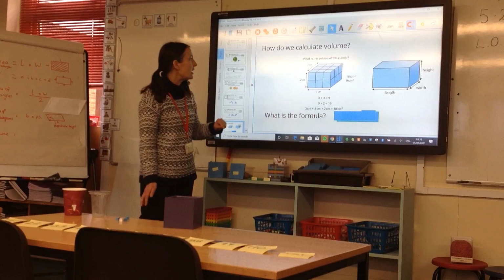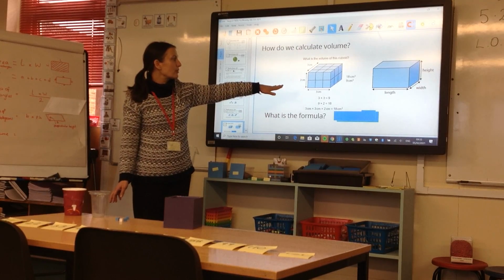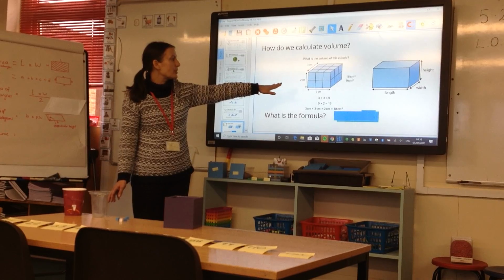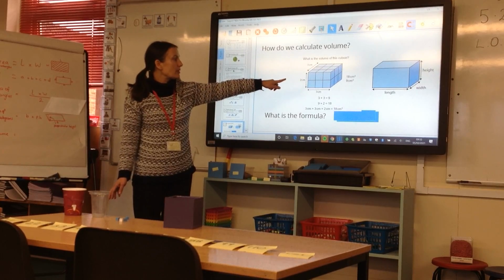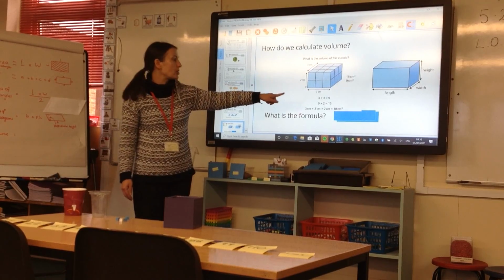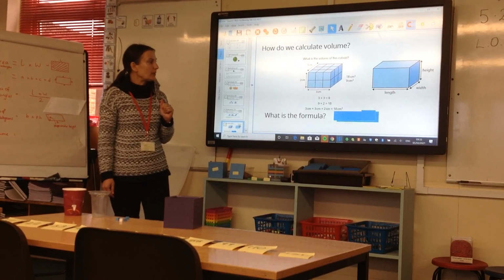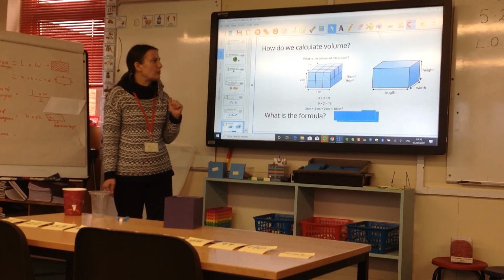Okay, so here we've got a little larger arrangement of this cuboid. You can see the cubes being drawn so you can see them clearly, but we've also got dimensions. This is where we're going to be thinking about formulas. Now how can we find out the volume of this cuboid?